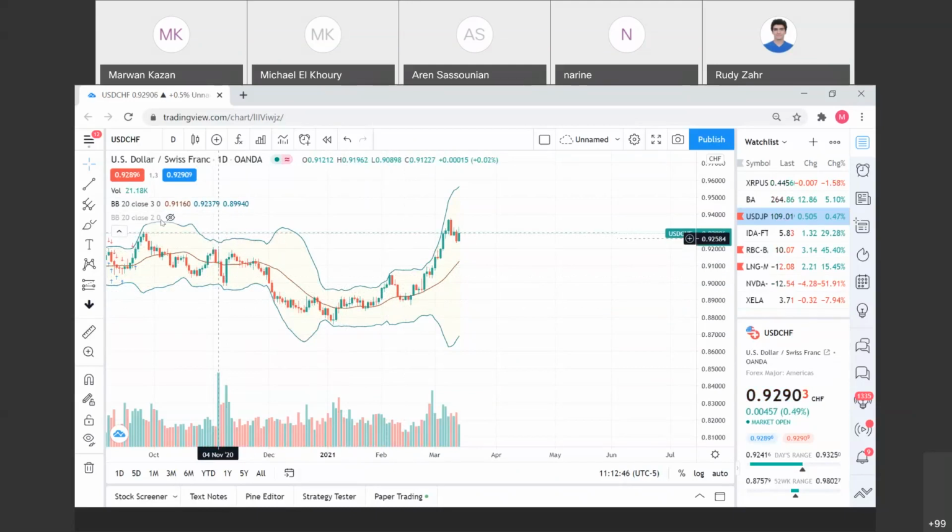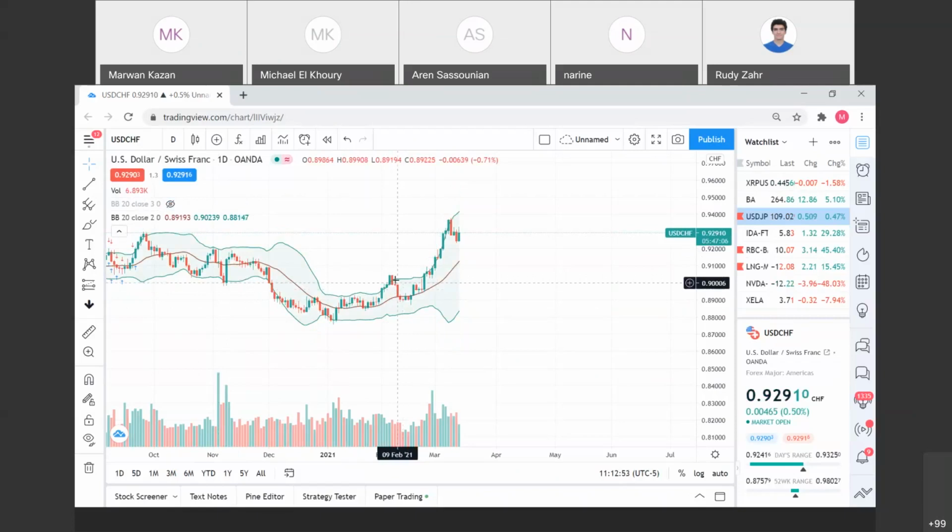If you're using the two standard deviation, you have more chances, but on each chance you have less probability to make it profitable. Okay, but 95% is also very high. Okay, it's very high. So this is 95. This is the difference between the standard deviation 2 and the standard deviation 3.